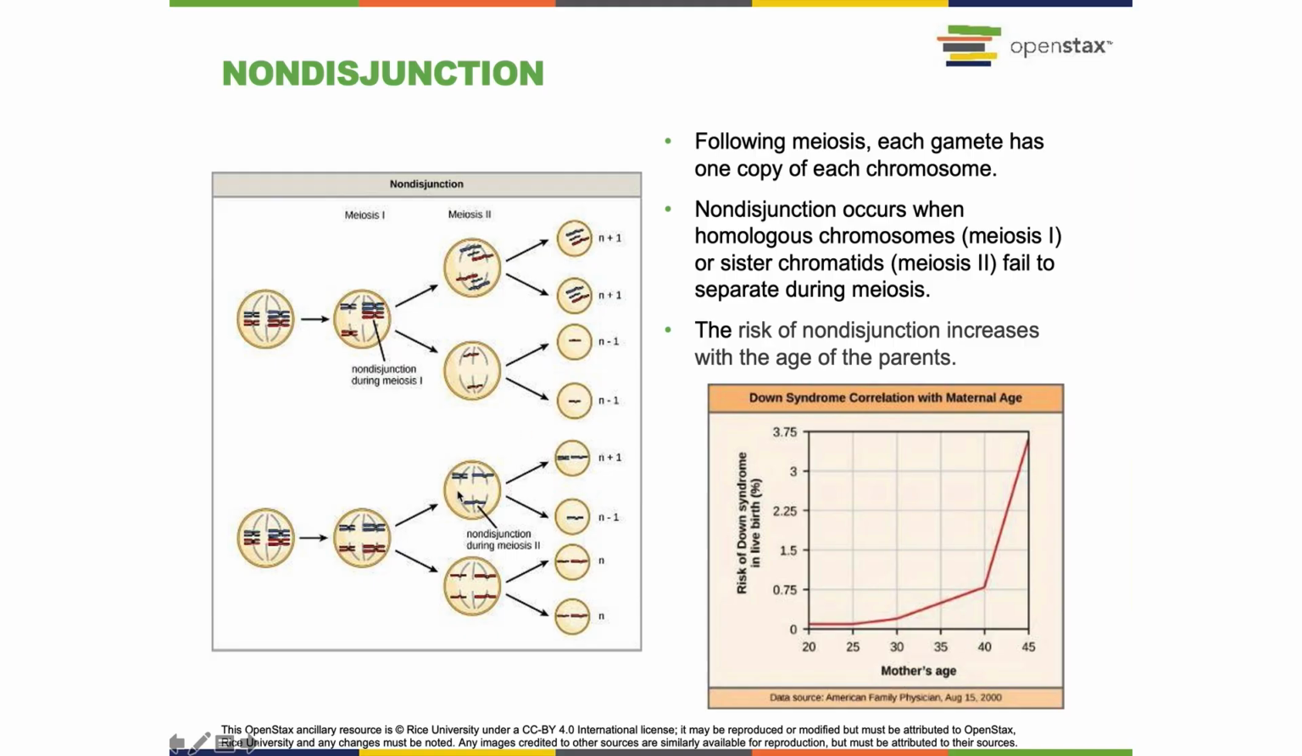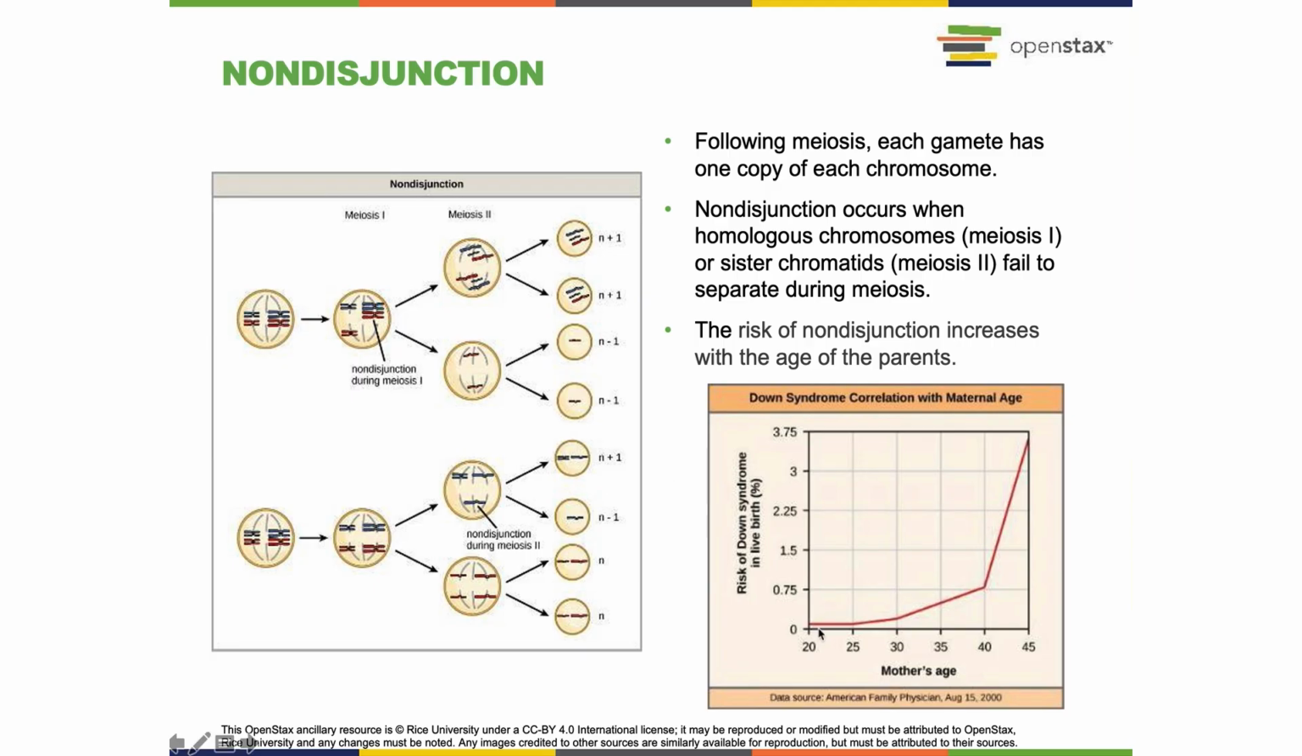Okay? The same thing can occur in meiosis 2, where non-disjunction can occur and both sister chromatids go the same direction. And now again, we've got an extra and we're missing one. Okay, where we really see this is Down syndrome. And in Down syndrome, the extra 21st chromosome is very much related to the age of the mother.